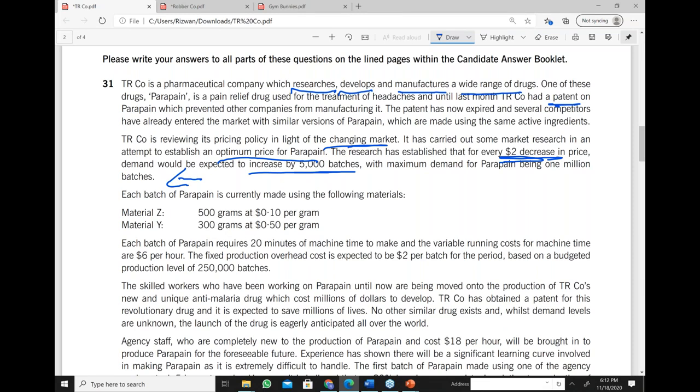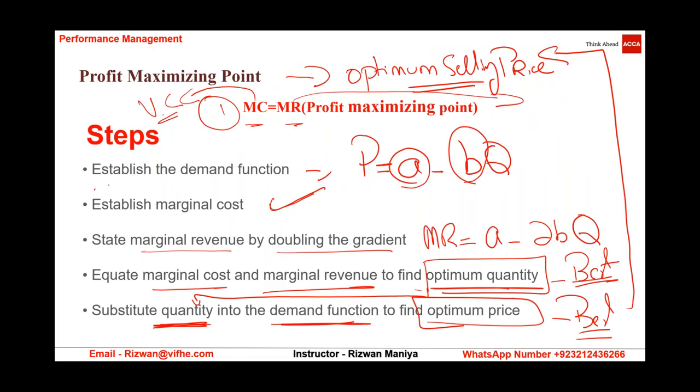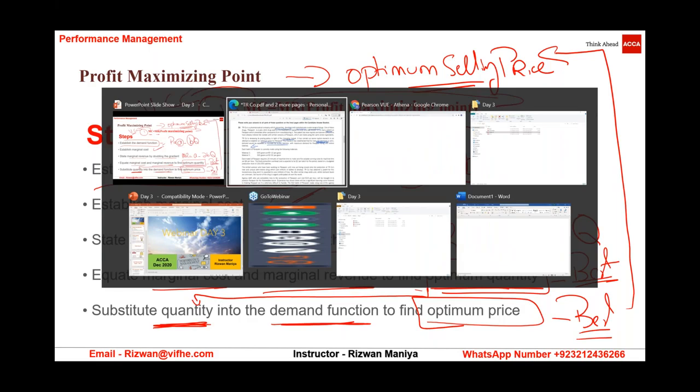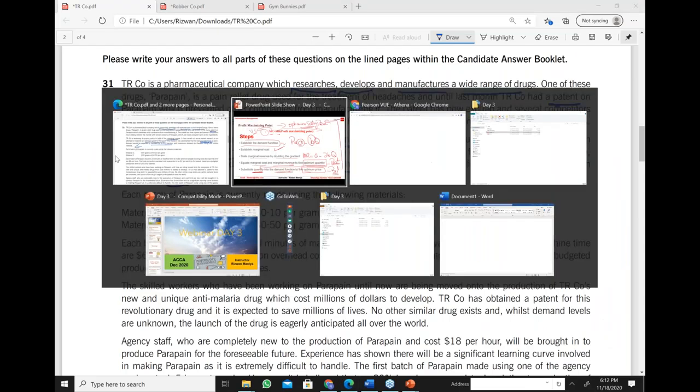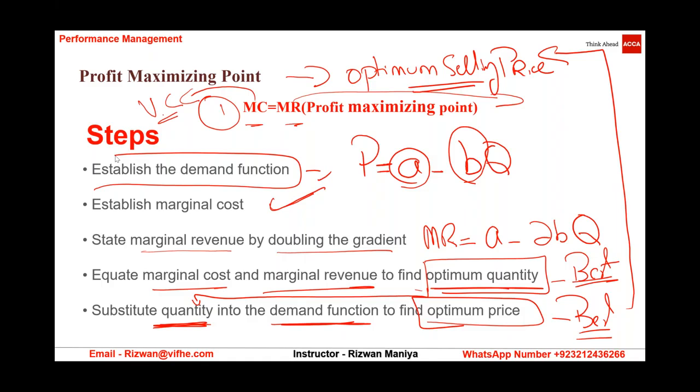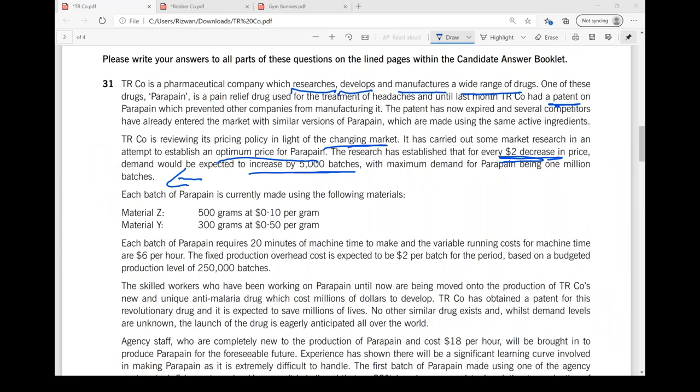Now, I'll stop here, and I know my step number one that I have to perform. What is my step number one? Establish demand function. So how will I establish demand function? There are certain things that you need to keep in your mind. Let me just write those things for you people. That will make more sense. For that, I need help of my OneNote sheet. Let's open OneNote.